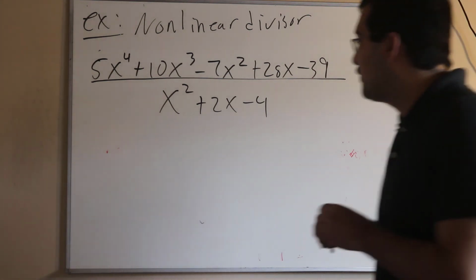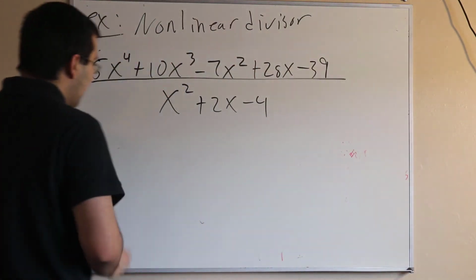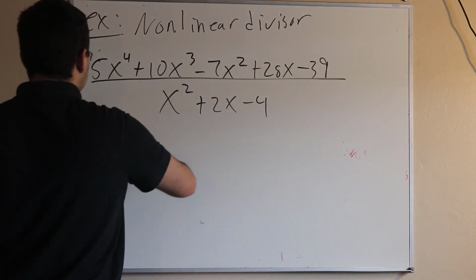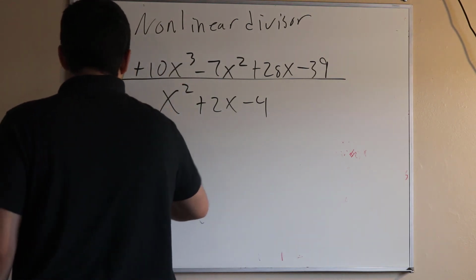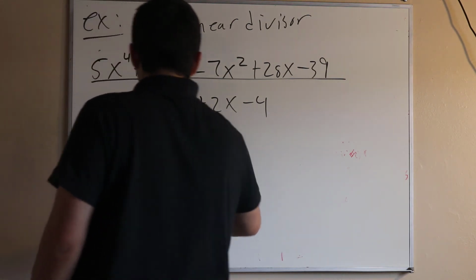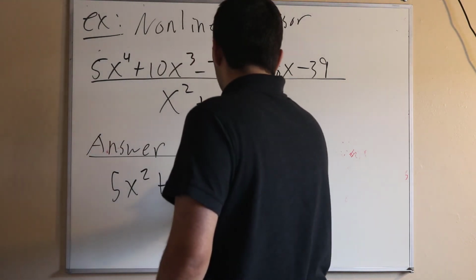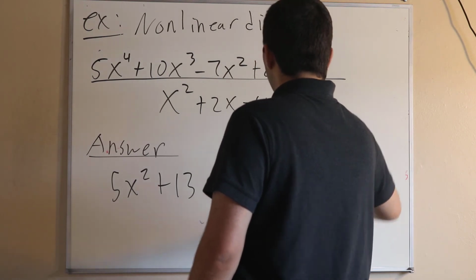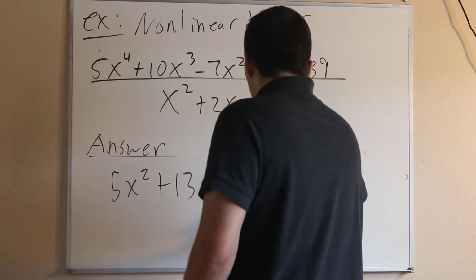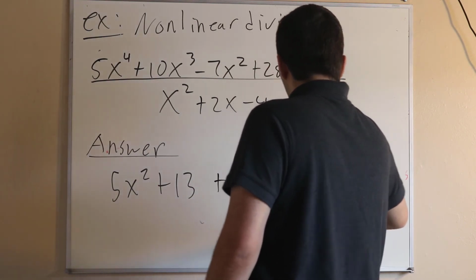Okay, so let's go ahead and compare our answers. And the answer that I got for this problem was 5x squared plus 13 plus 2x plus 13 divided by x squared plus 2x minus 4.